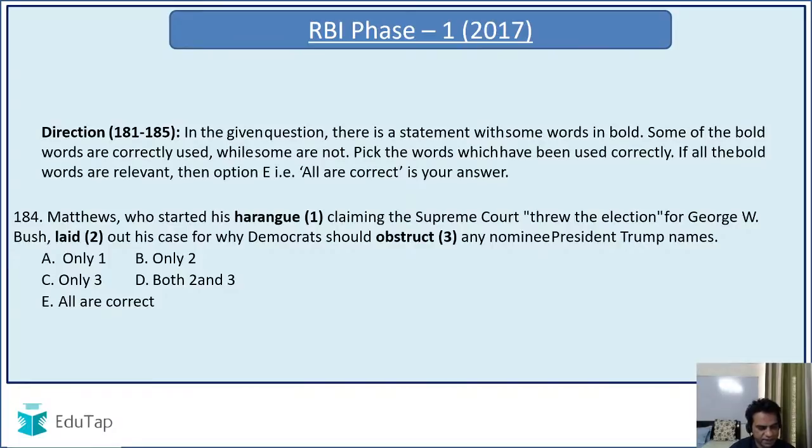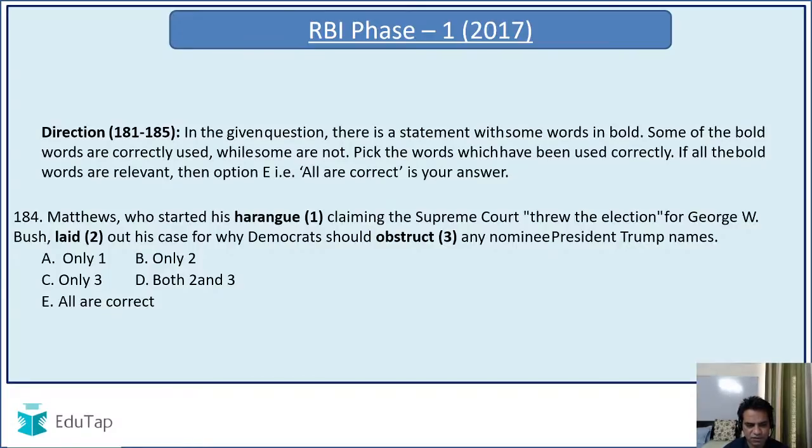What is a harangue? Harangue is to say something very, very loudly, to openly say something. That's called harangue. So Matthews, who started his harangue claiming the Supreme Court threw the election for George W. Bush. That means he said the Supreme Court gave the election to George W. Bush, that means unfairly they made George W. Bush the president.